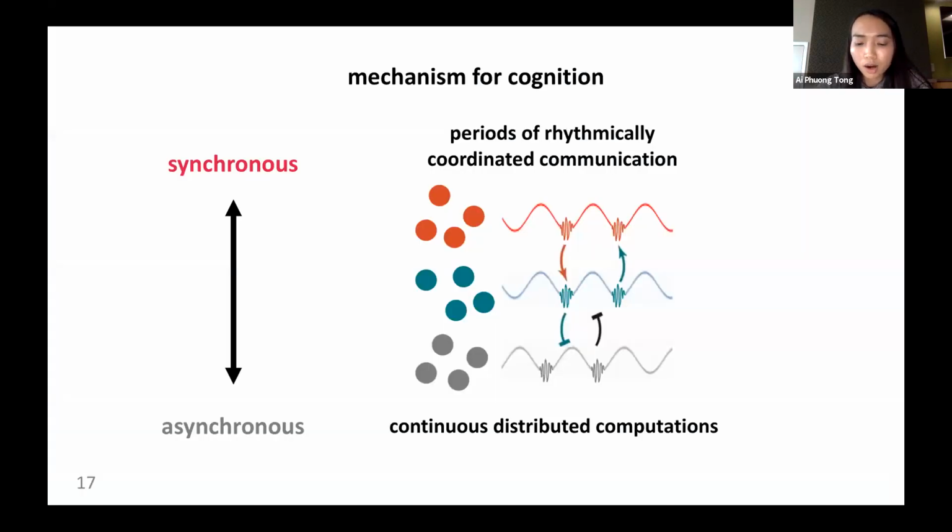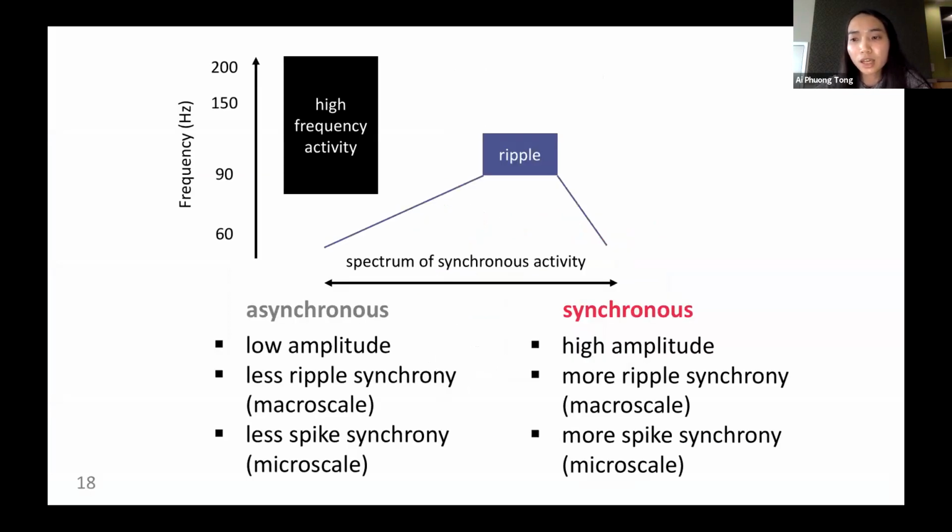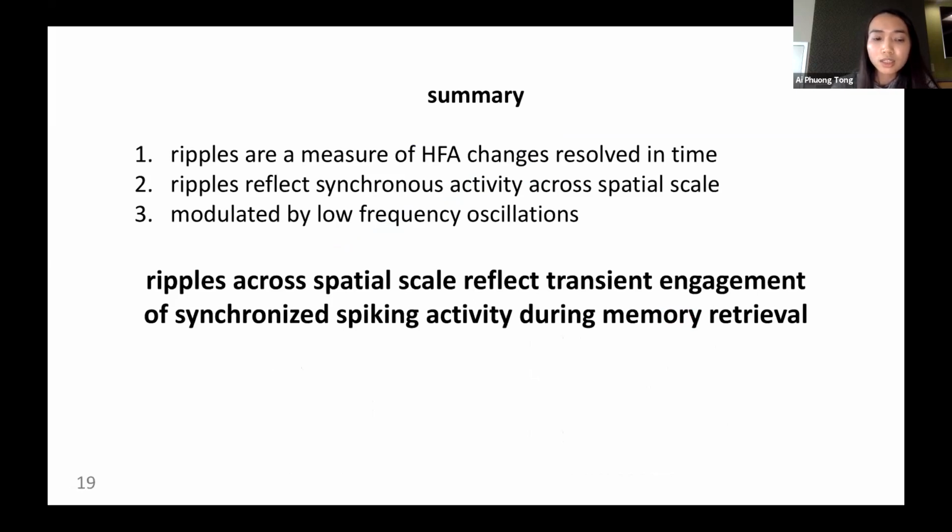And so again, to come back to our framework for understanding the mechanism for cognition, we can think about ripples as these periods of rhythmically coordinated communication that occur during these continuous periods of distributed computations. When we detect ripples, we indeed can detect these periods of synchronous activity along the spectrum of activity. Specifically, when we detect larger ripples, that may indicate more shared representations across neurons. Overall, our findings suggest that these ripples measured at both the macroscale in the intracranial EEG recordings and the microscale in the local field potential recordings reflect transient engagement of synchronized spiking activity during successful memory retrieval.